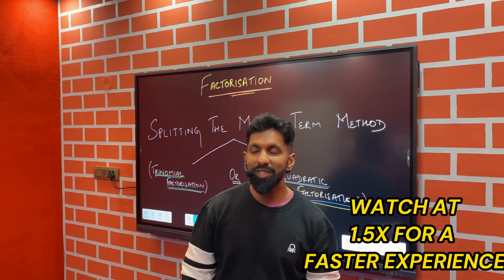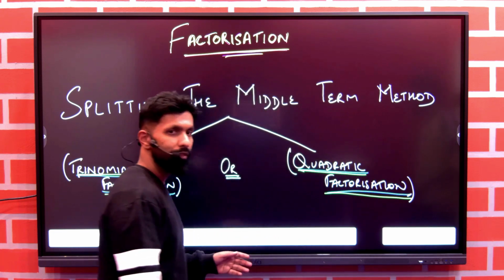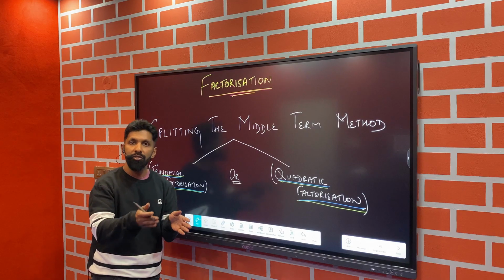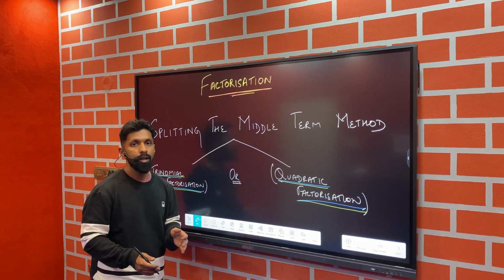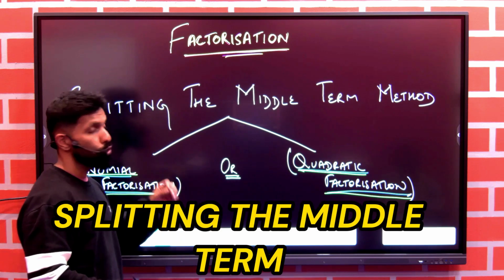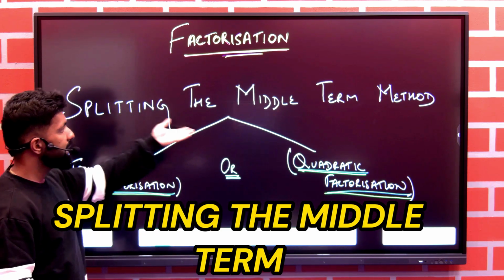This is the part 2 series of our factorization chapter. The other day I would have told you that there are totally 4 methods under factorization, 4 subdivisions under factorization, isn't it? So the second method is what we're going to speak in today's class, the so-called most important method. That method is called the splitting the middle term method.